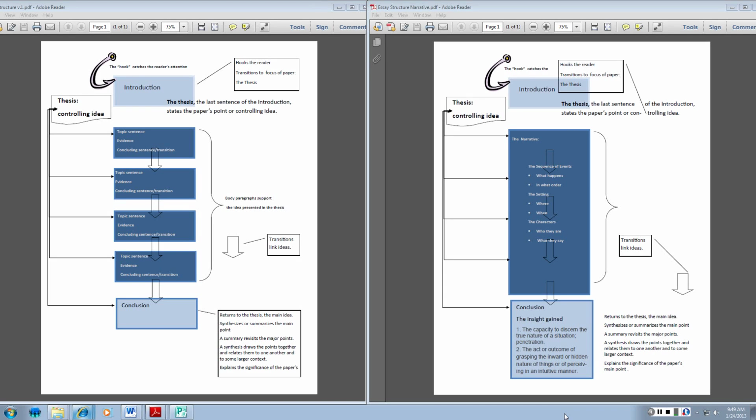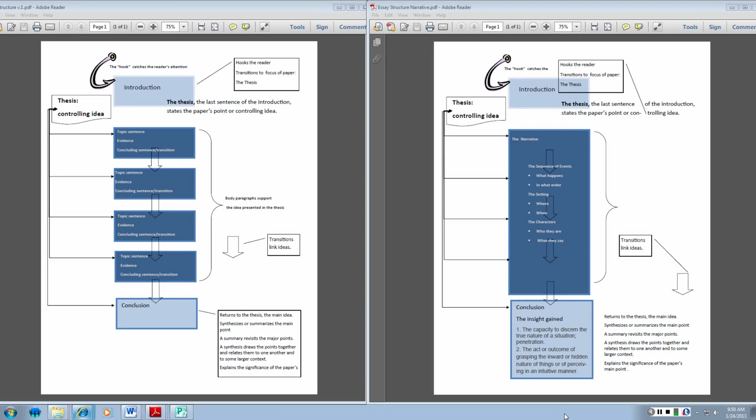Finally, there is a conclusion. And for the memoir or narrative essay, the conclusion is the insight that is gained from the story. An insight, the dictionary defines as the capacity to discern the true nature of a situation, to penetrate an idea, to know what it means beyond what we see on the surface. And then a second definition is the act or outcome of grasping the inward or hidden nature of things, or of perceiving in an intuitive manner.